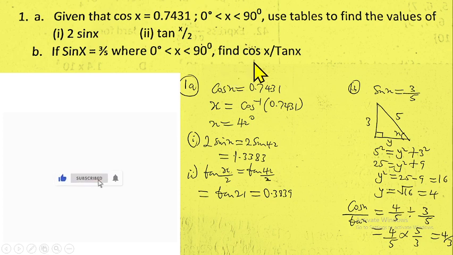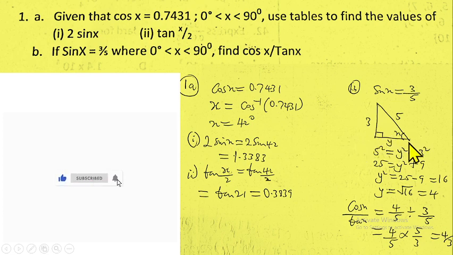So we are looking for cos x over tan x. Cos is adjacent over hypotenuse. That will give us 4 over 5, divided by tan x. Tan is opposite over adjacent. That will be 3 over 4. Sorry, there's an error here, please. Opposite over adjacent, that is tan, so that will be 3 over 4, not 3 over 5. Please correct that. This is 3 over 4.